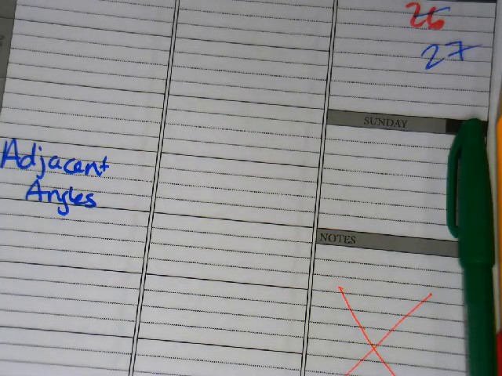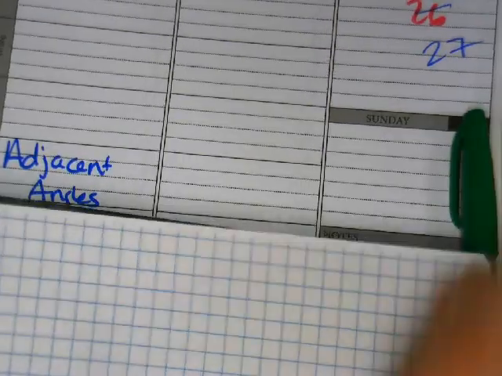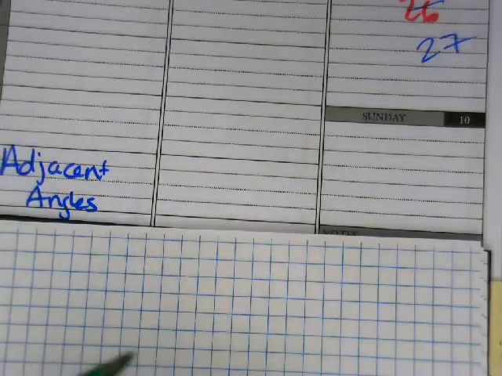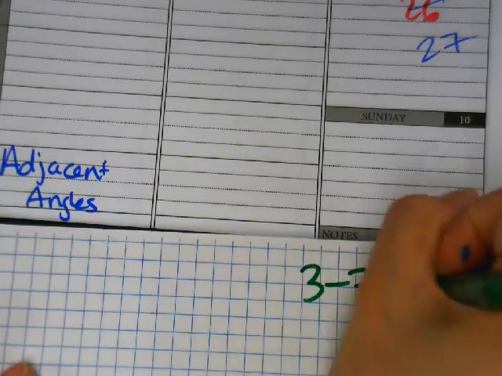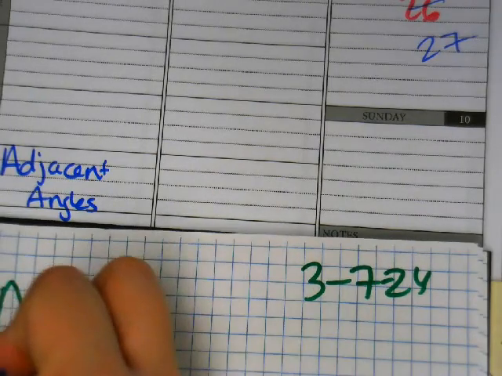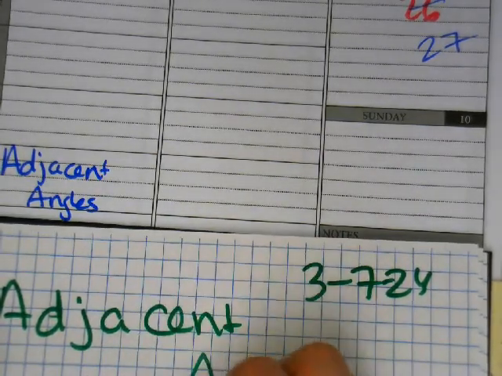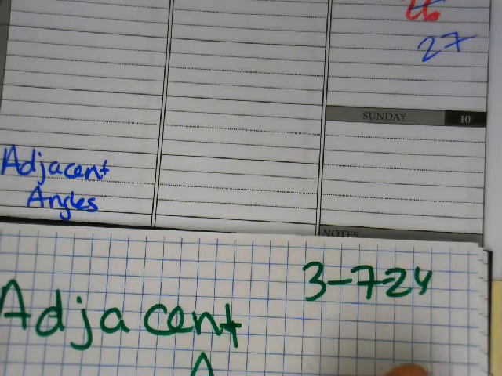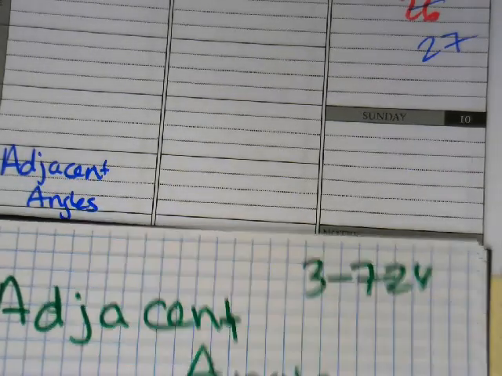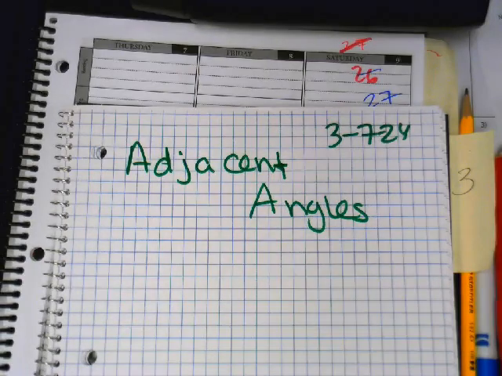Angles. So, brand new stuff. Adjacent. So 3, 7, 24, and adjacent angles. Now, does anybody know what adjacent means in English?